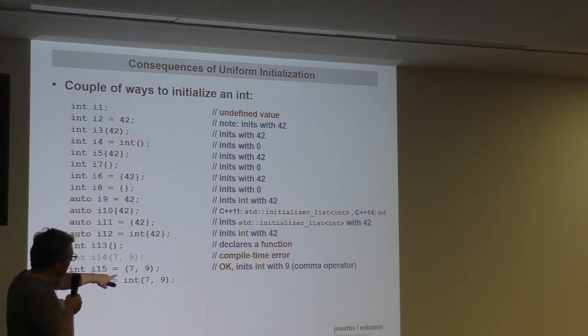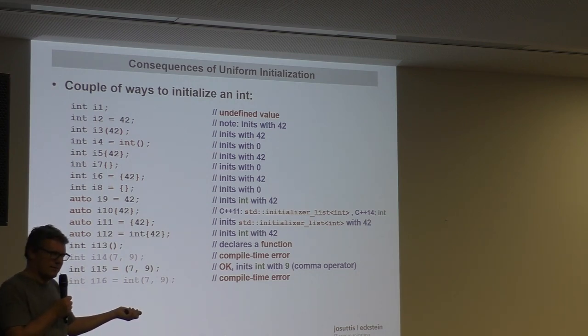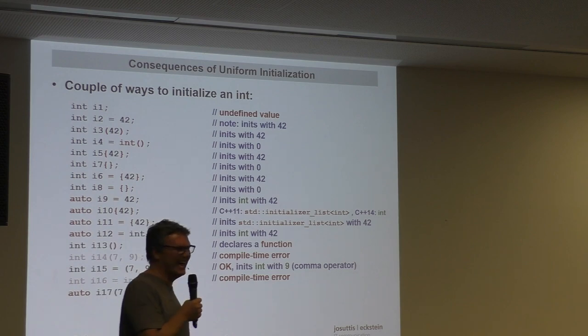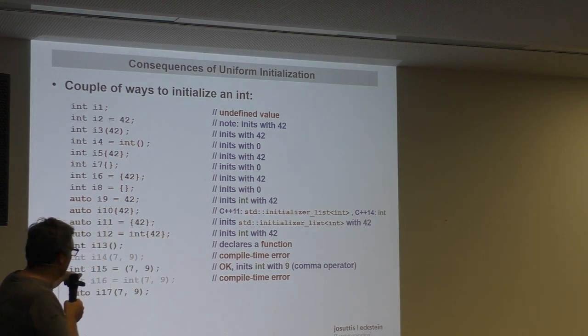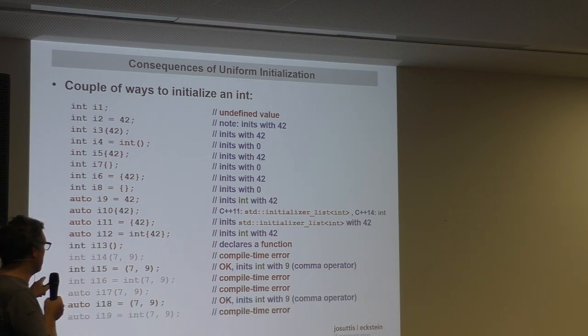So if we explicitly write int here, is this okay? This is a compile time error, of course. It's obvious that this is a compile time error, isn't it? We love C++, huh? Auto, taking two arguments, what happens there with auto? It's a compile time error. The same rules apply. So if you use an equal sign, it will compile with auto, and without an equal sign or with explicitly specifying int here, it doesn't work.